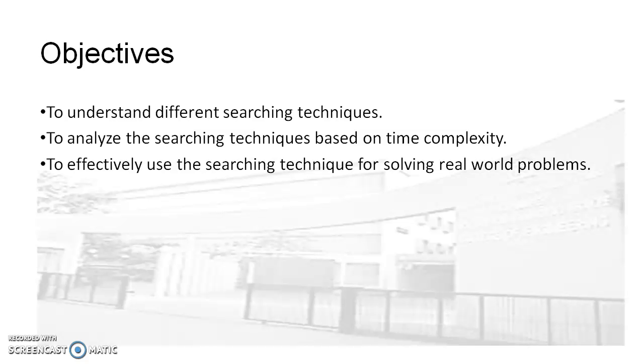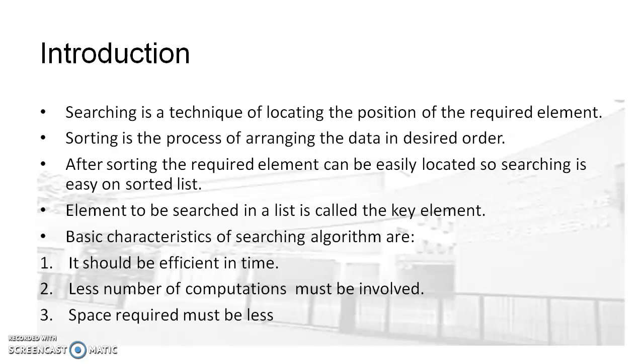So basically, what do you mean by searching? It is a technique of locating the position of the required element. Sorting is the process of arranging the data in the desired order. So after sorting, the required element can be easily located. So searching technique is even applied on the sorted list, but this is not mandatory. Searching can even be applied on non-sorted lists. The element to be searched in the list is called the key element.